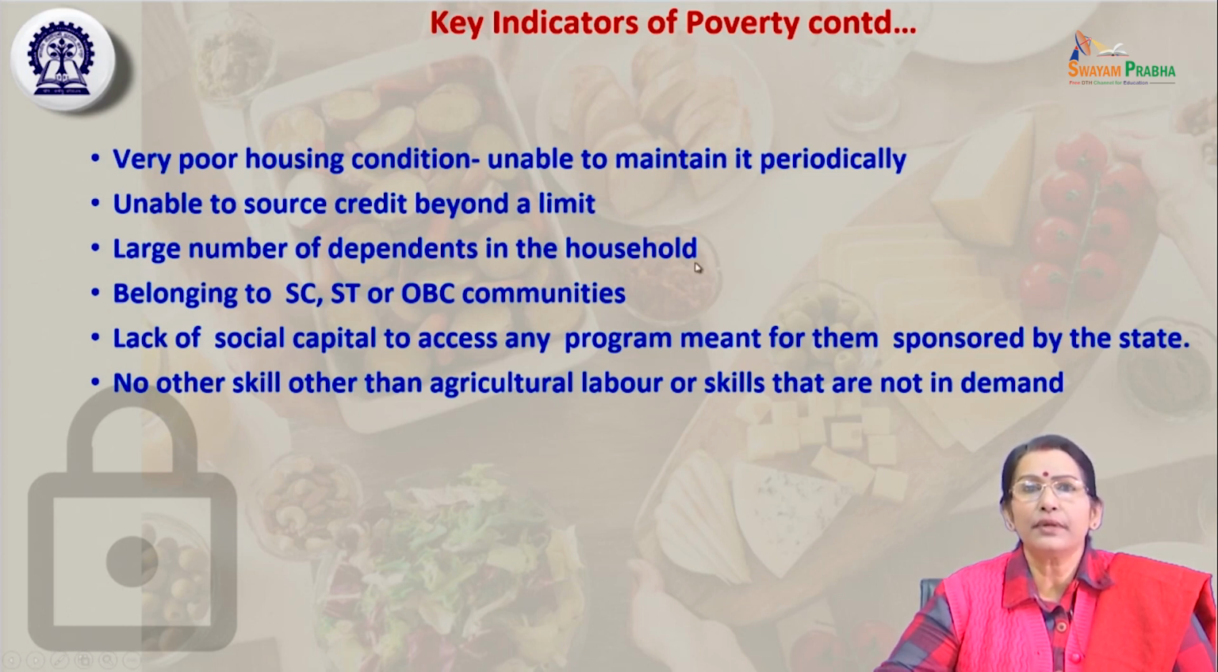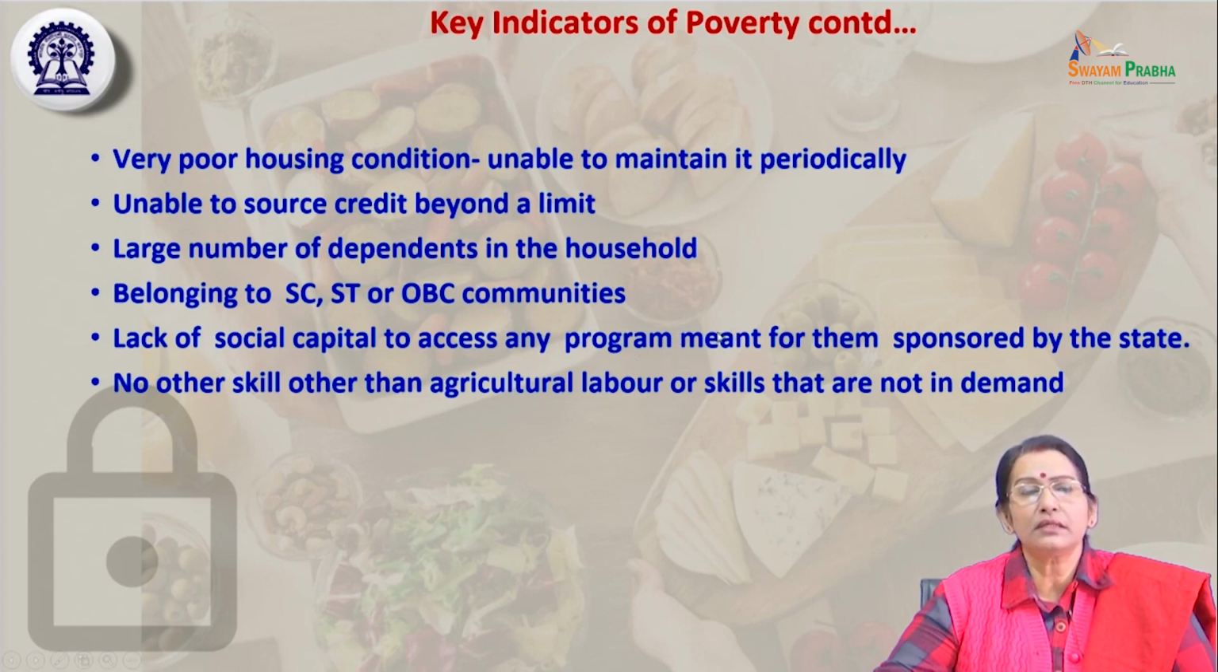The large number of dependents in households, like a big, large, joint family with aging parents and elderly persons. Belonging to ST, SC and OBC communities also brings certain setbacks. Then there is a lack of social capital to access any program meant for them, sponsored by the state. Maybe there are no such programs to help them out immediately. So lack of social capital is also there.